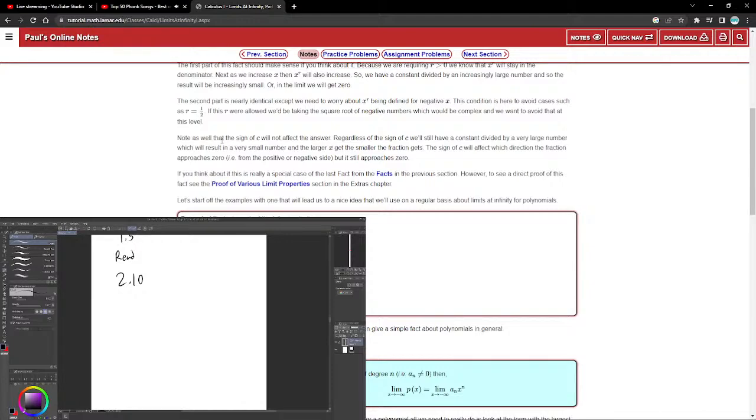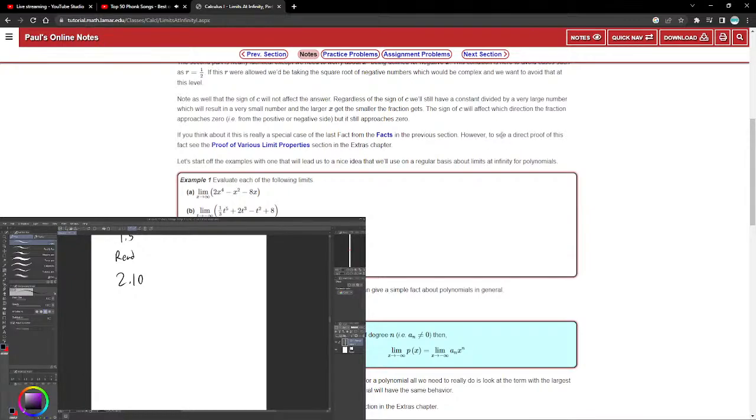Regardless of the sign of c, we'll still have a constant divided by a very large number, which will result in a very small number, and the larger x gets, the smaller the fraction gets. The sign of c will affect which direction the fraction approaches 0, i.e. from the positive or the negative side, but it still approaches 0. If you think, this is really a special case of the last fact from the facts in the previous section. However, to see a direct proof of this fact, see the proof of various limit properties section in the extras chapter.